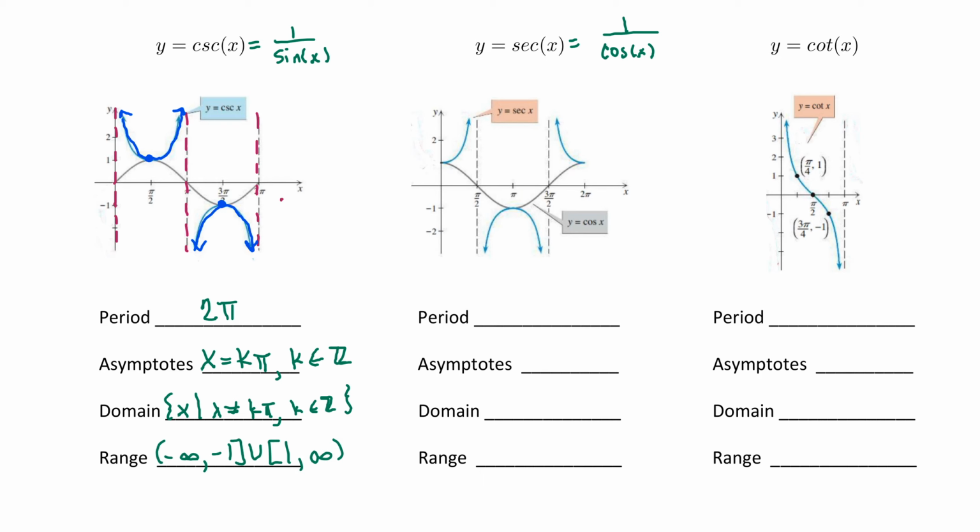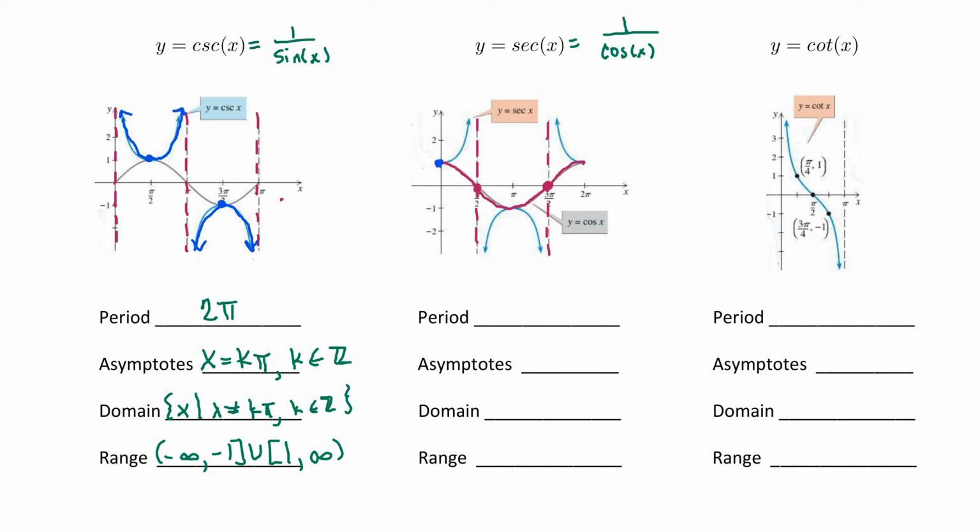This similar relationship exists between secant and cosine. If we know the basic bowl shape of cosine, then we can assume that everywhere that cosine of x has an x-intercept, secant of x will have a corresponding vertical asymptote.